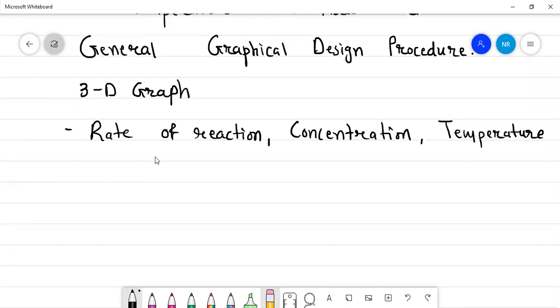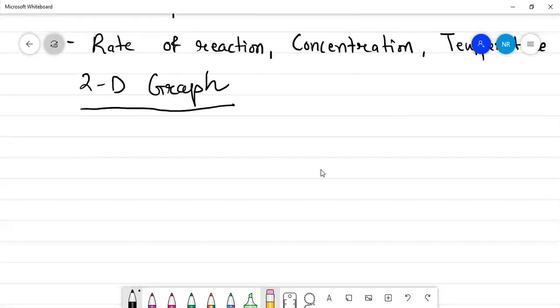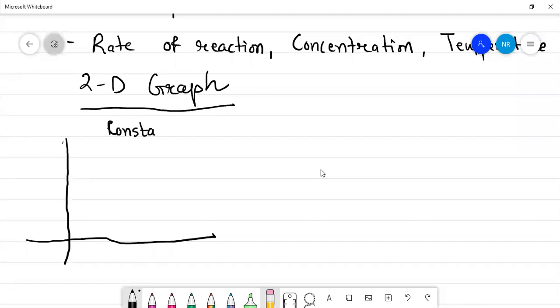So what do we have to do? We draw 2D graphs. For the 2D graphs, we draw these three graphs such that one parameter will be constant and we take the other two parameters. For example, here we consider the parameter r constant. It means the rate of reaction is constant.